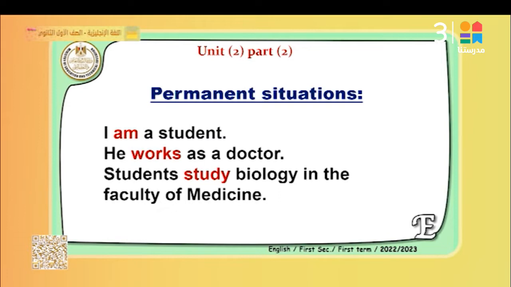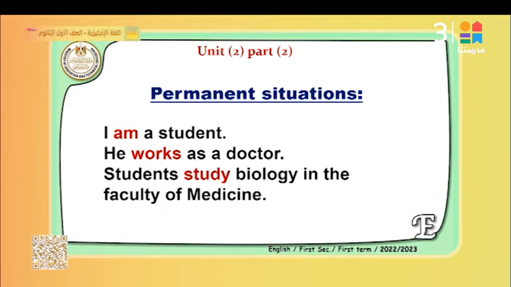He works as a doctor. And it's something which is always true, that students in the Faculty of Medicine study biology. It's something which is always true. Okay? So when something is always true or it doesn't change, we use the present simple tense.